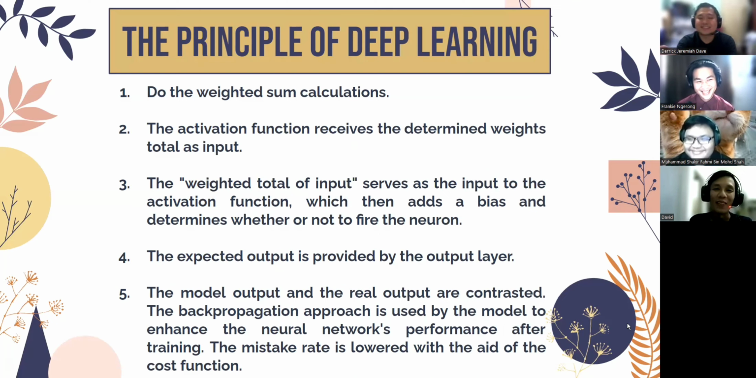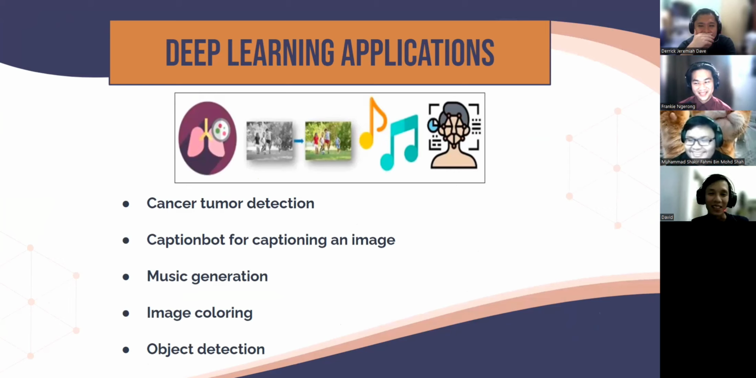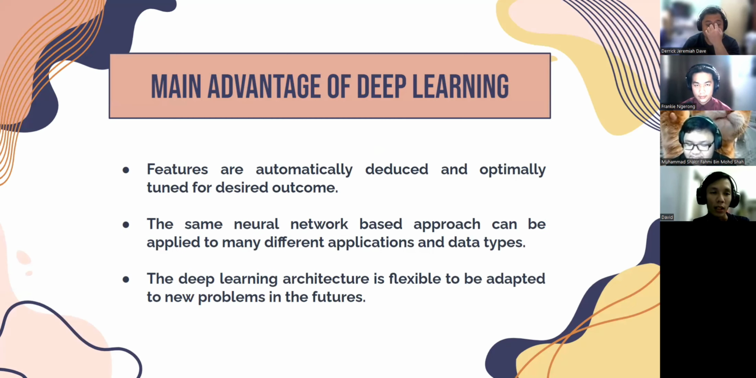So next slide. Okay, for the principle of deep learning, first is the weighted sum calculation. Second is the activation function receives the determined weighted total as input. So next is the expected output is provided by the output layer. So next slide. From the diagram, we can see applications such as cancer tumor detection, caption bot for captioning an image, then continue to music generation and image scanning and object detection. So next slide.